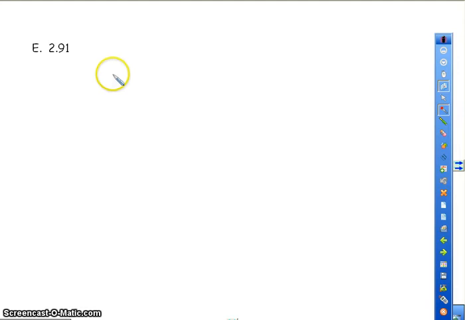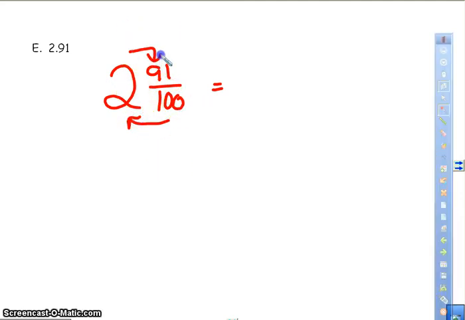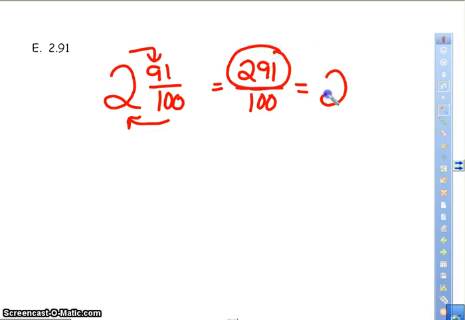2 and 91 hundredths. So once again, I have 2 and 91 hundredths. Oops, I'm writing as a percent. Sorry, guys. Don't go back to decimal form. To convert this to your percent, you're going to have to change this into an improper fraction. So 100 times 2 is 200, plus your 91 is 291 hundredths. This number that is being compared to 100 is my percent. So my answer is 291%.